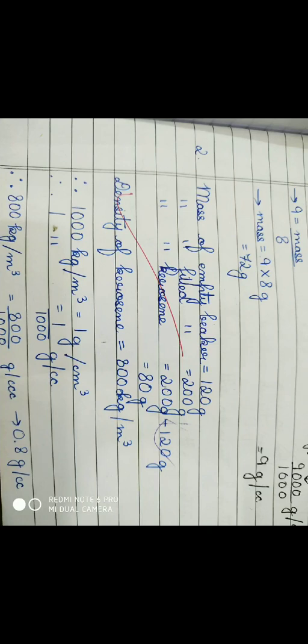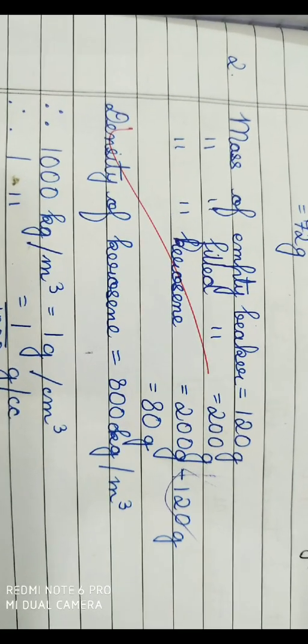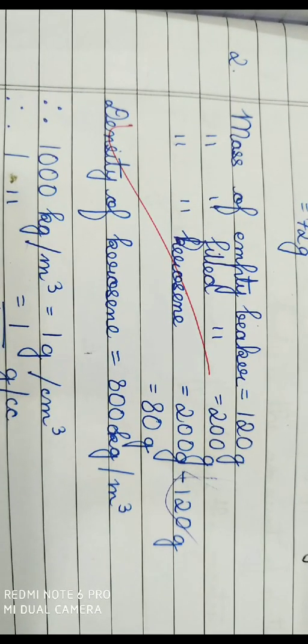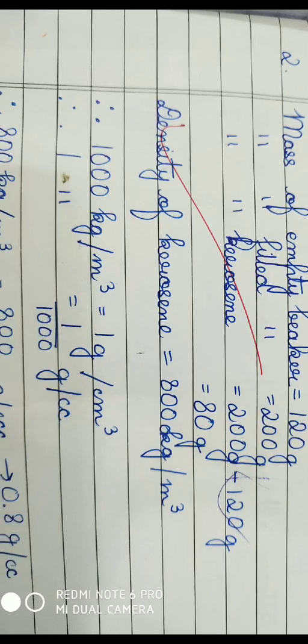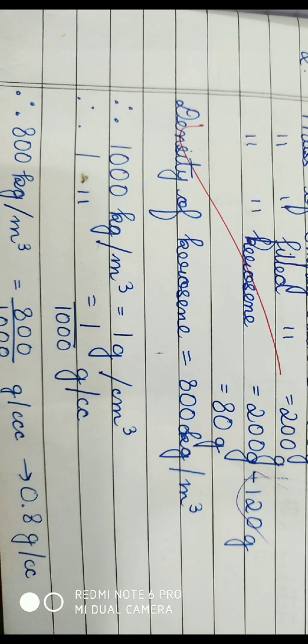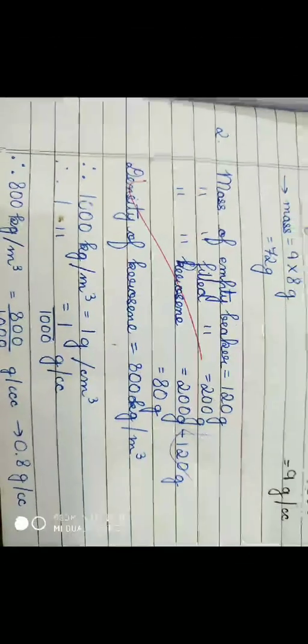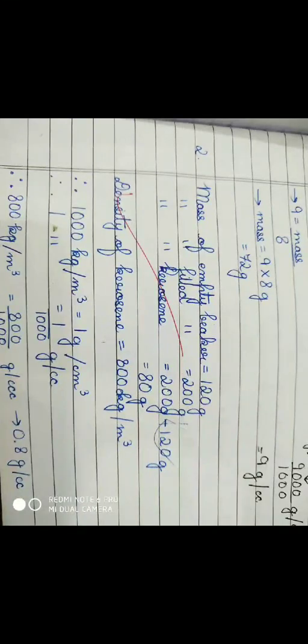See, mass of empty beaker is equal to 120 gram. Mass of filled beaker is equal to 200 gram. Therefore, mass of kerosene is the difference, 200 gram minus 120 gram, which becomes 80 grams. The density of kerosene is given as 800 kg per meter cube. Here we know the relation 1000 kg per meter cube is equal to 1 gram per cc. So 800 kg per meter cube is equal to 0.8 gram per cc.